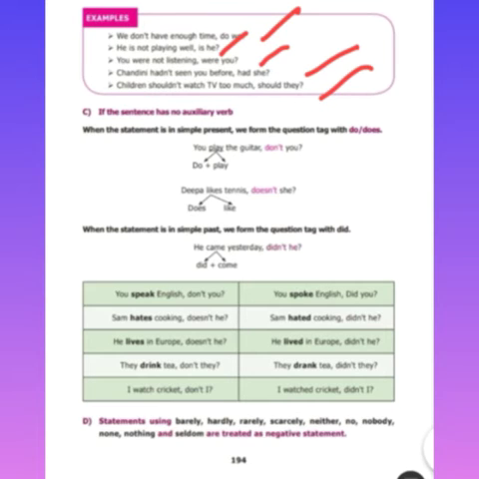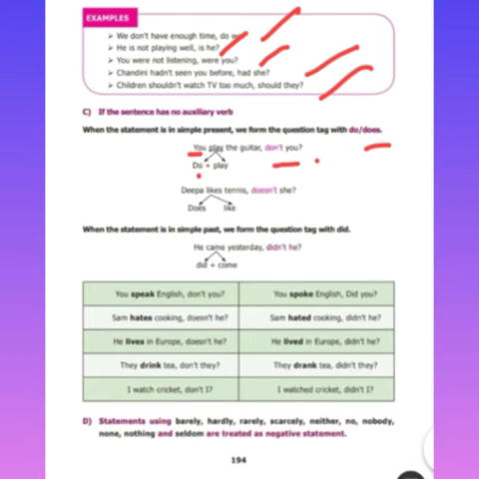If the sentence has no auxiliary verb, when the statement is in simple present tense, we form the question tag with do or does. You play the guitar. Here, play denotes an action. So, do plus play. We have to imagine the sentence like that. So, the question tag used should be don't you. Not only in this case, for I, we, you, they, and any plural subject, you have to consider do. So the question tag will be don't.